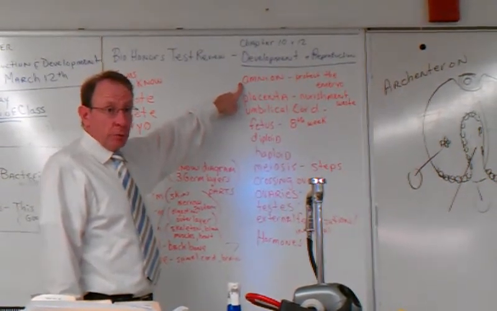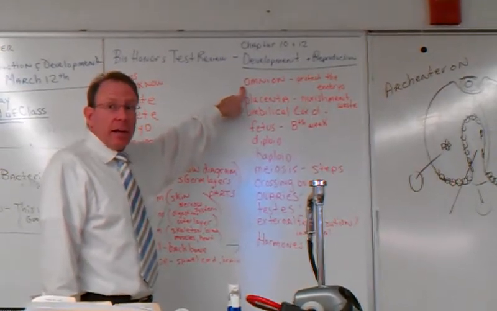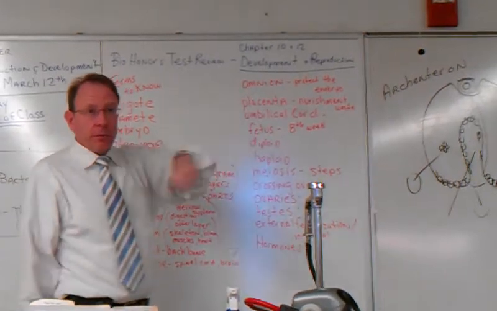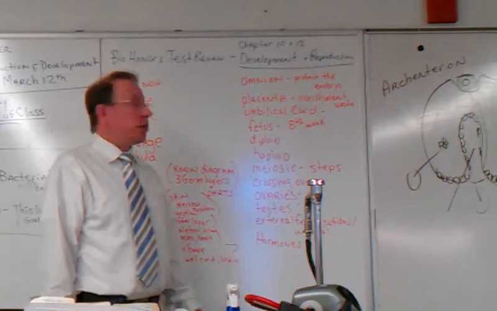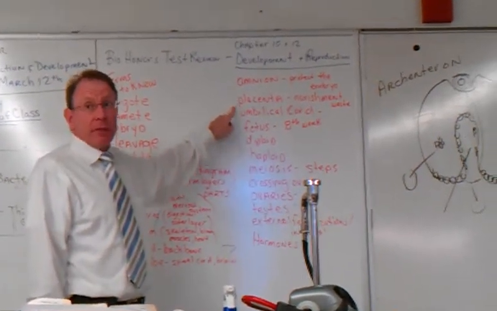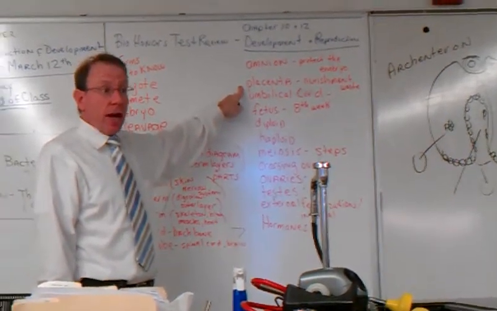Now, in twins, you actually have two amniotic sacs, not one. They're actually in this protective thing. I thought you said if they were identical, they would share one. No, they share the placenta. They have different umbilical cords, but they share the placenta. Everybody hear that? That's actually on the test.